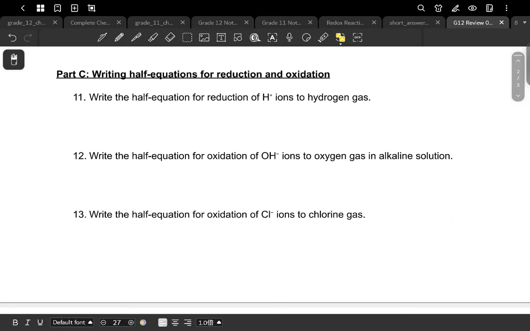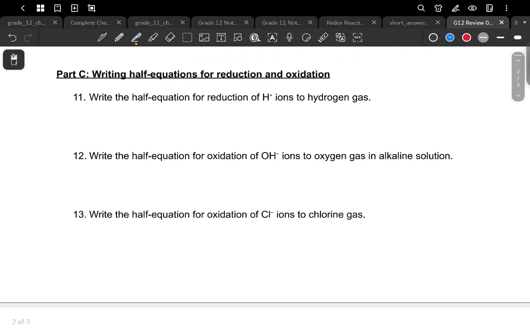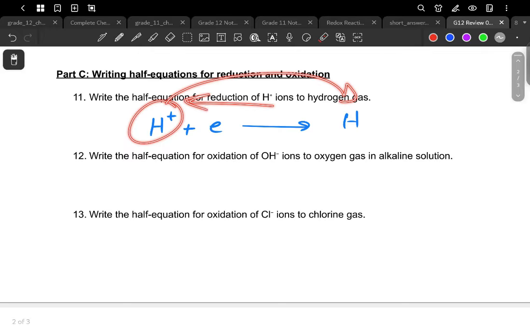The last part, writing the half equations for reduction and oxidation. So this is considered to be like a practice for writing down the half equation. Write the half equation for reduction of hydrogen ions to hydrogen gas. That's very easy, right? Reduction means gaining of electrons. So we write down electron, okay, like this, because if this is gaining, and it turns into atom, changing from ion into atom by gaining of electrons, because hydrogen ion in this case has lost already one electron, okay? By gaining one electron, it turns back into an atom, okay?